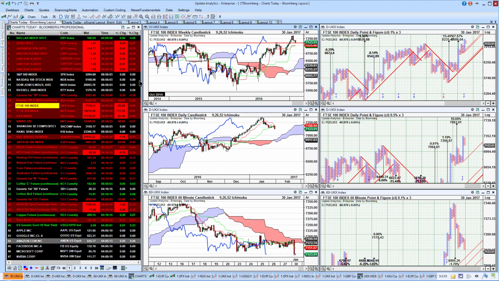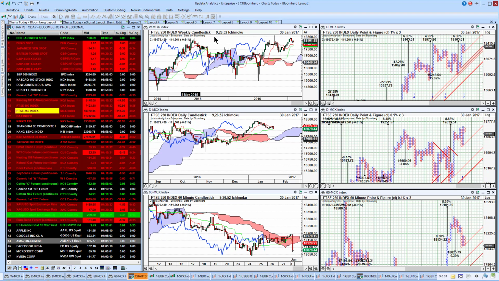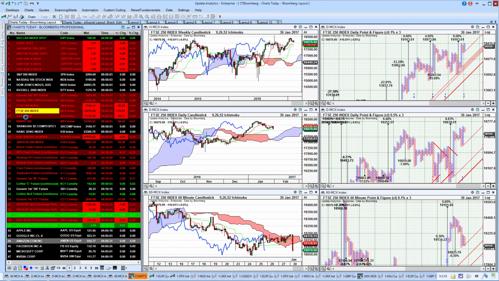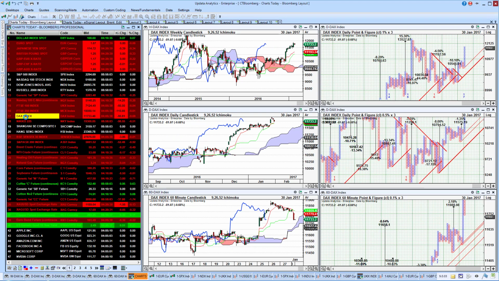We're coming back to test that from the other side, and much the same applies on the 250, where we're just testing this 18,000 level, the FTSE 250 mid caps. But for the last week or so we have been bearish below the cloud, so we need to wait for a move back above the cloud. The DAX, however, is above the cloud on all three time frames, so that's still pretty bullish.